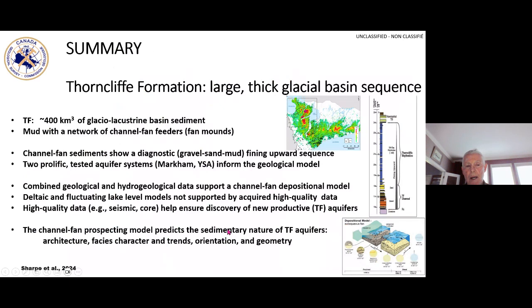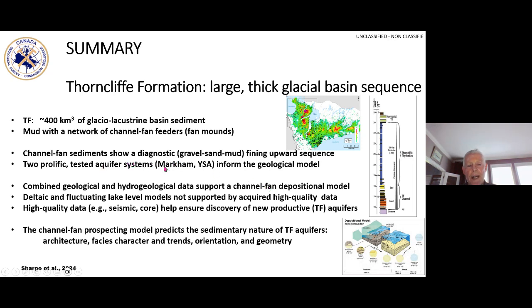So just to summarize, Thorncliffe Formation is a large, thick glacial basin sequence. It's basically 400 cubic kilometers of volume of glacial lacustrine basin sediment, mostly muds with channel fans, feeders, and mounds. The channel fan sediments show characteristic fining upward sequences that explain the subaqueous fan model.